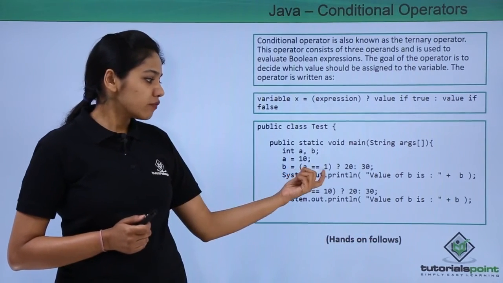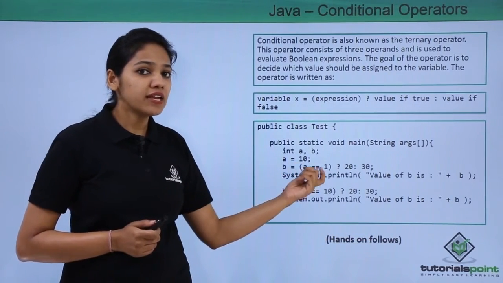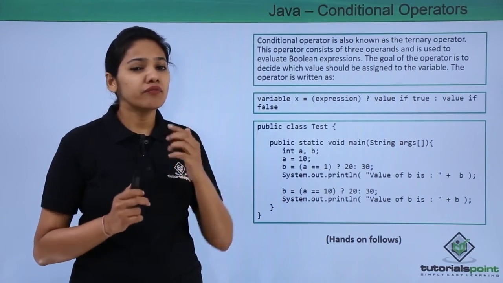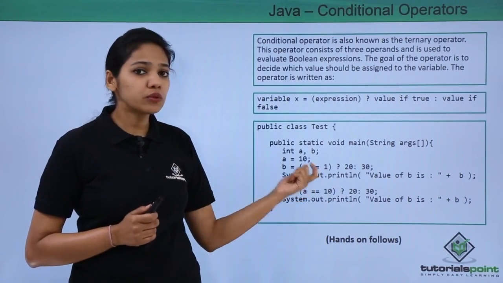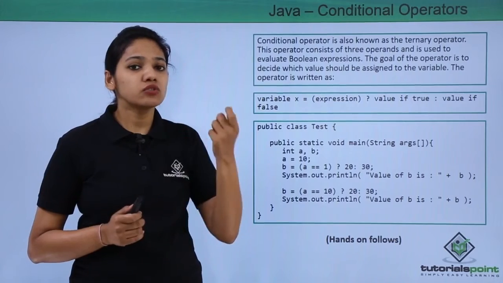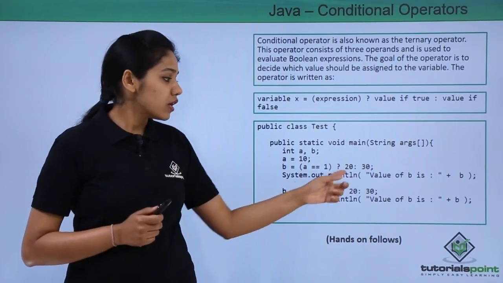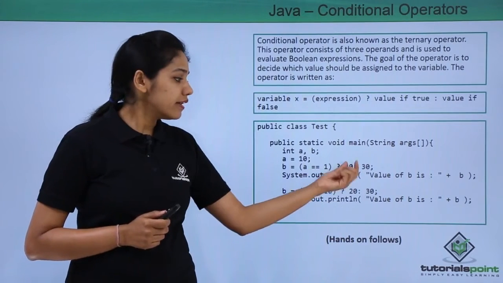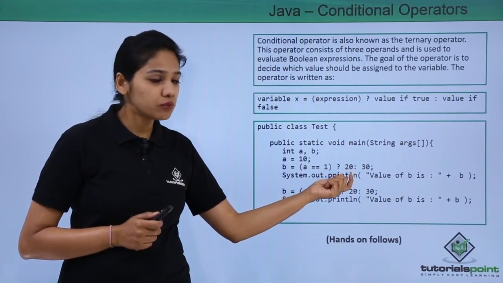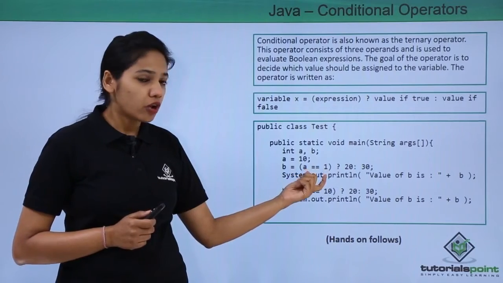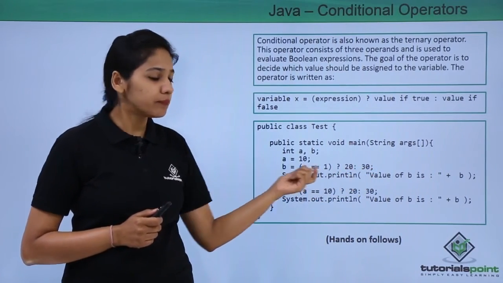In this case, we have written if a is equal to 1, that we have already learned this equal to in our previous operator chapters. So we write if the variable is equal to 1 in the brackets, question mark, then the value of b will be true, that is 20. If not, if it is false, then the value will be 30.